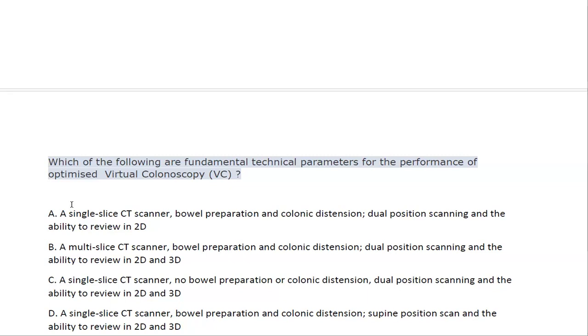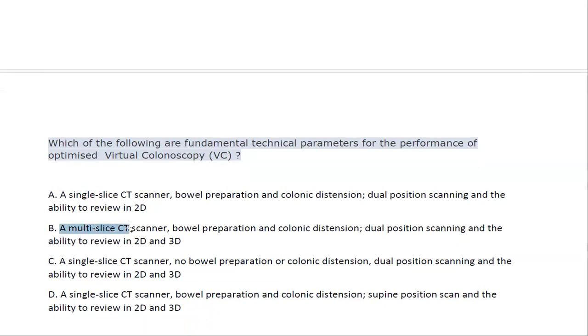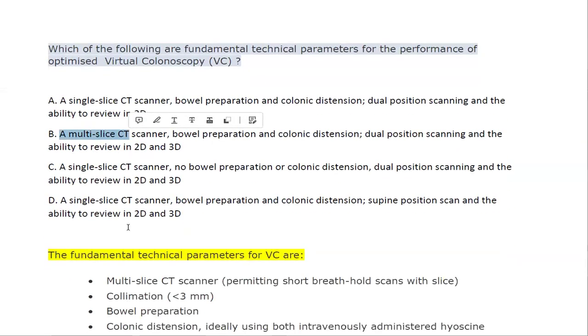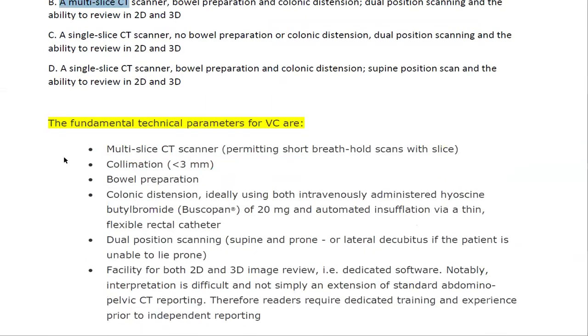Okay. B. Yes, B. That's why multi-slice. So simple. Okay. And this is the fundamental technique parameters here.